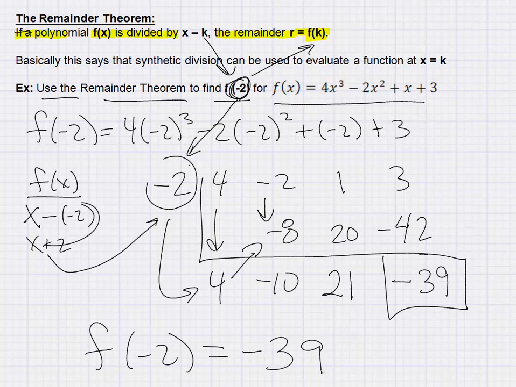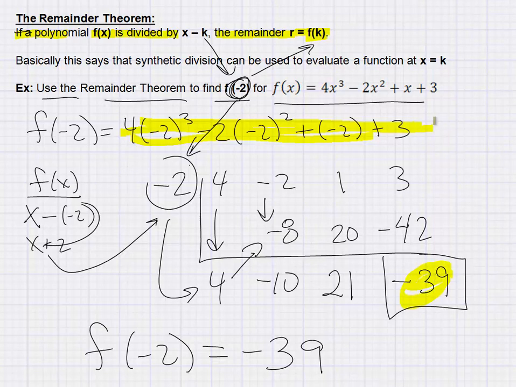And that is how you evaluate a function using the remainder theorem. I think that is much easier than doing this. Okay? This computation, while it's not hard to do up here, does take some time. Here I'm just doing multiplication, addition, multiplication, addition, multiplication, addition, and coming up with this answer. It's much faster in the long run.